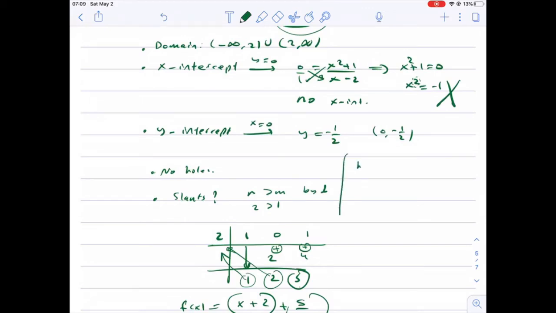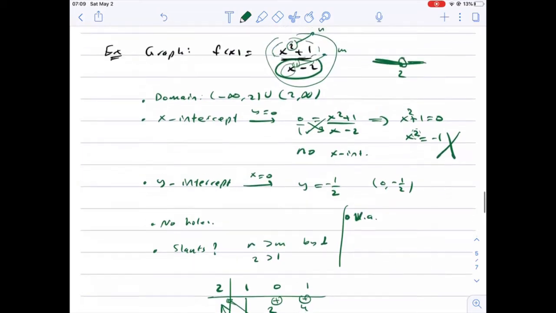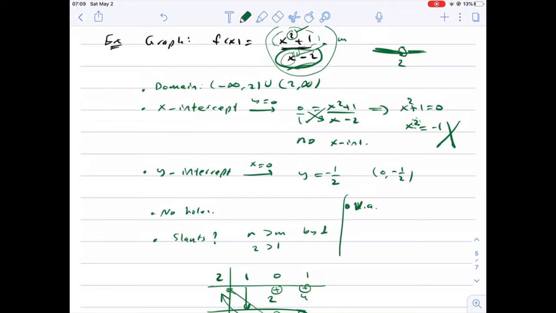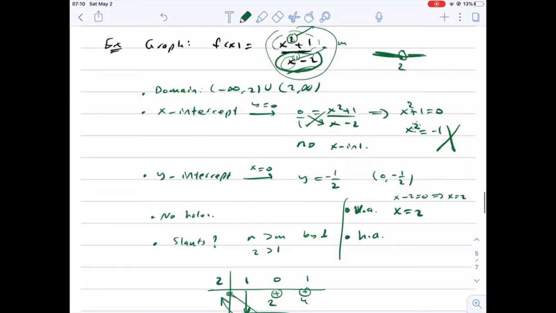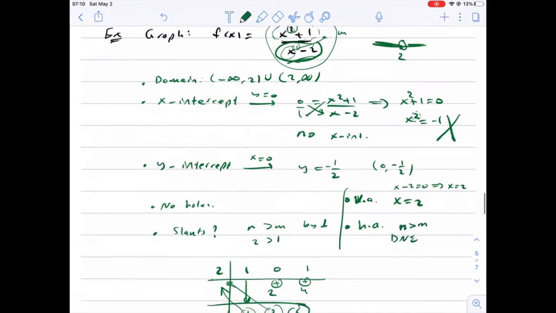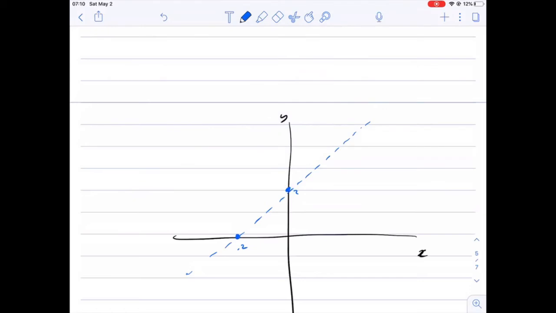So what is the horizontal asymptote? Let's start with the vertical asymptote. The vertical asymptote is the 0 of the denominator. The 0 of the denominator is x equals 2. We set the denominator equal to 0, and then we solve for x. This is the vertical asymptote, and then we find the horizontal asymptote. As we can see, degree of the numerator is 2, degree of the denominator is 1, so n is greater than m. That means it does not exist. We don't have horizontal asymptote, but we have vertical asymptote at x equals 2. So at x equals 2, we have a vertical asymptote.